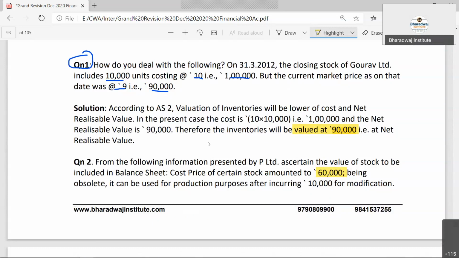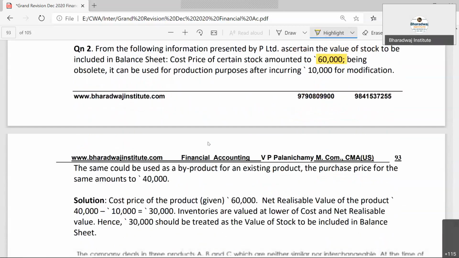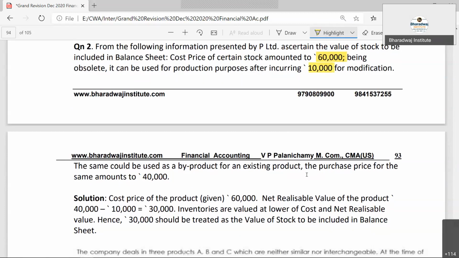Okay sir. From the following information presented by P Limited, ascertain the value of stock to be included in the balance sheet. Cost of the stock is 60,000. Being obsolete, it can be used for the production process after modification costing 10,000. The same can be included as a byproduct for an existing product. Purchase price for the same is 40,000. Now, what is the value of the stock?